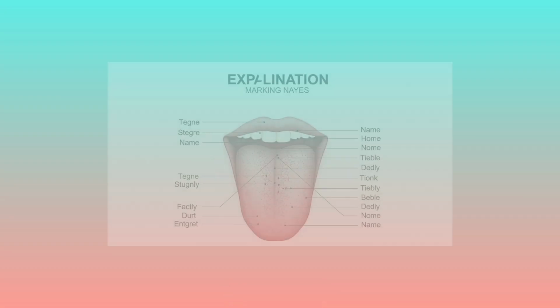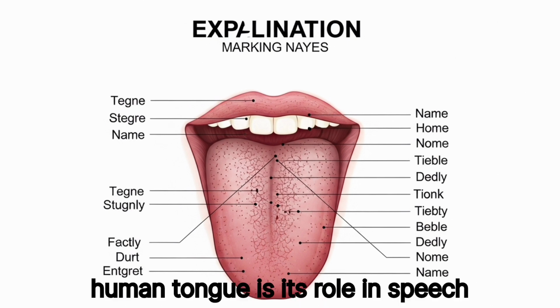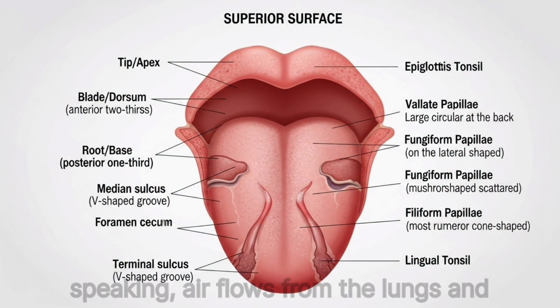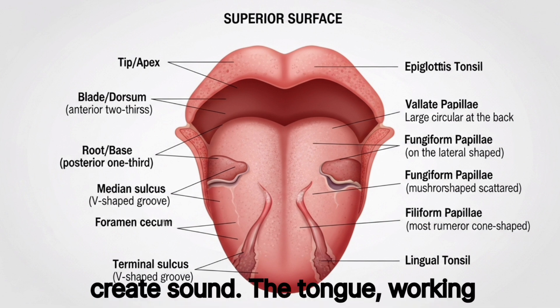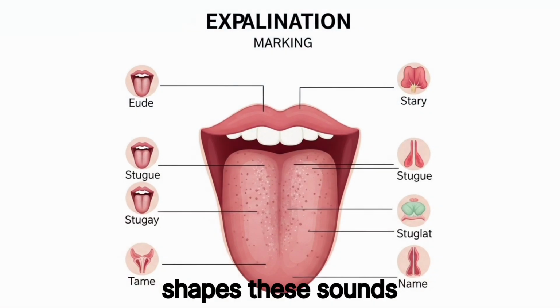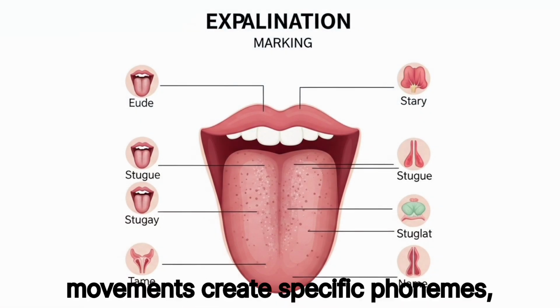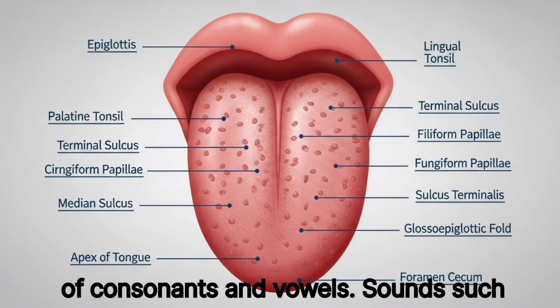Paragraph 4. Role in speech, communication, social interaction, and neurological integration. Perhaps the most distinctive and evolutionarily advanced function of the human tongue is its role in speech production and human communication. In the process of speaking, air flows from the lungs and passes through the vocal cords to create sound. The tongue, working alongside the lips, teeth, and soft palate, shapes these sounds into intelligible speech. Its fine-tuned movements create specific phonemes, enabling the articulation of consonants and vowels.